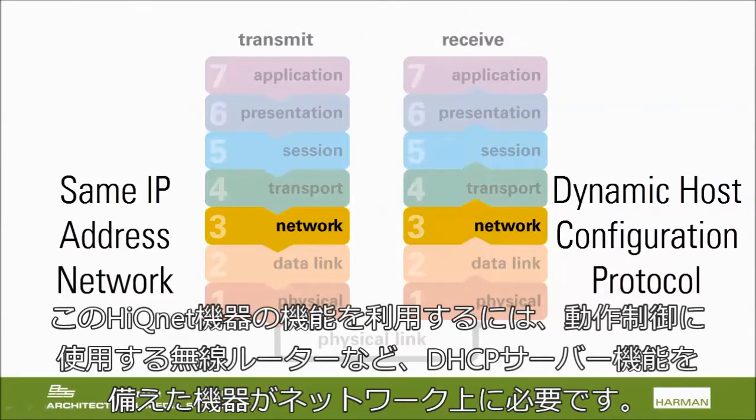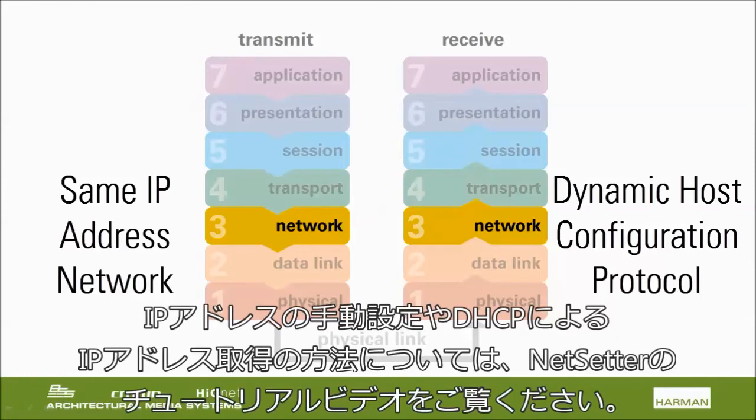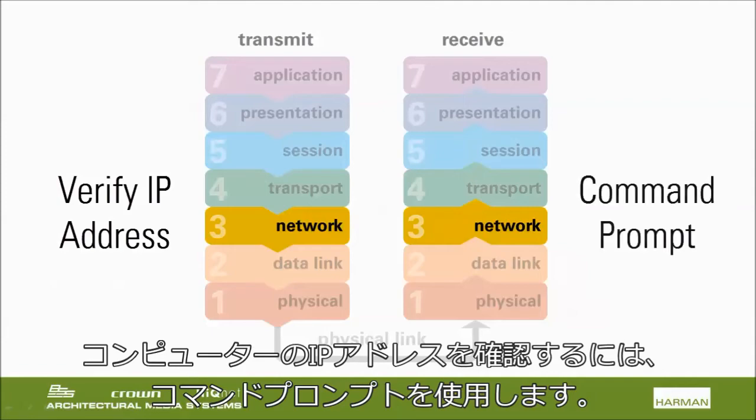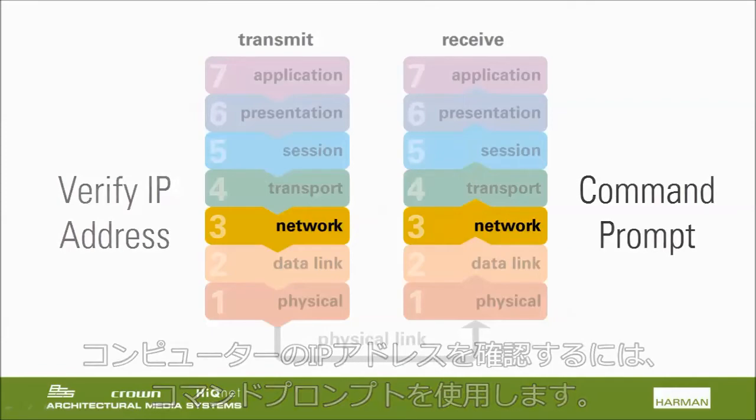To benefit from this feature of HiQNet devices, simply ensure that there is a DHCP device on the network, such as a wireless router that you'd be using for motion control. Configuring device IP addresses manually or restoring them to use DHCP to obtain an IP address is covered in the NetSetter tutorial video. To verify the IP address of your computer, you may use the command prompt.